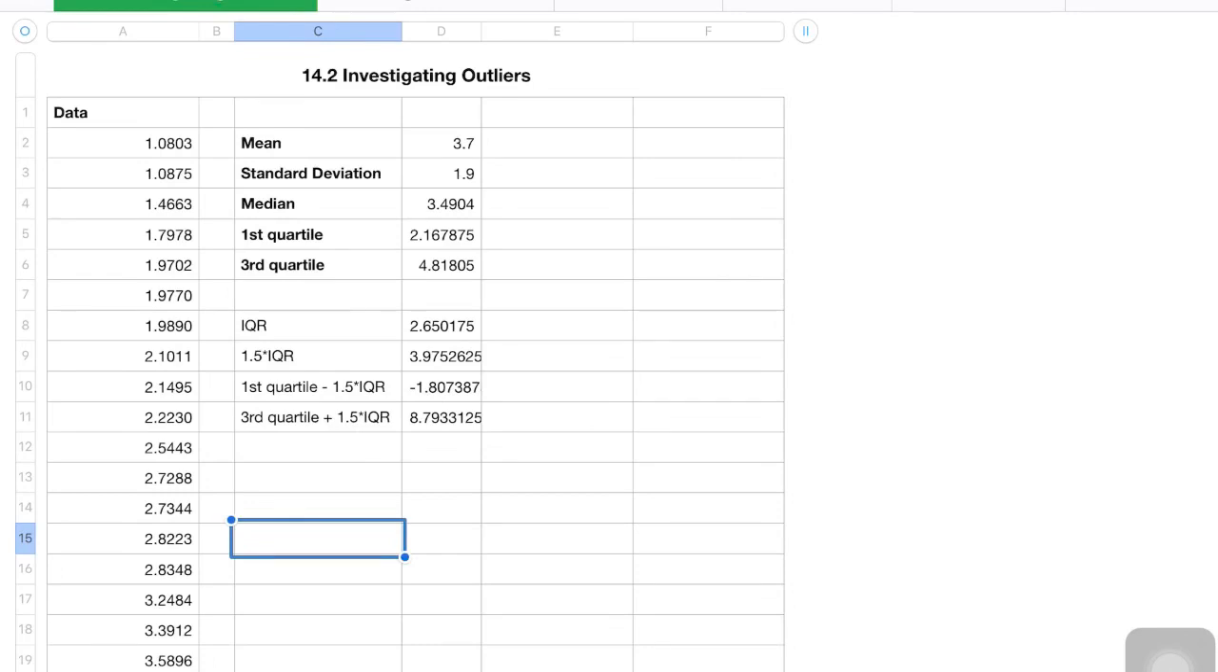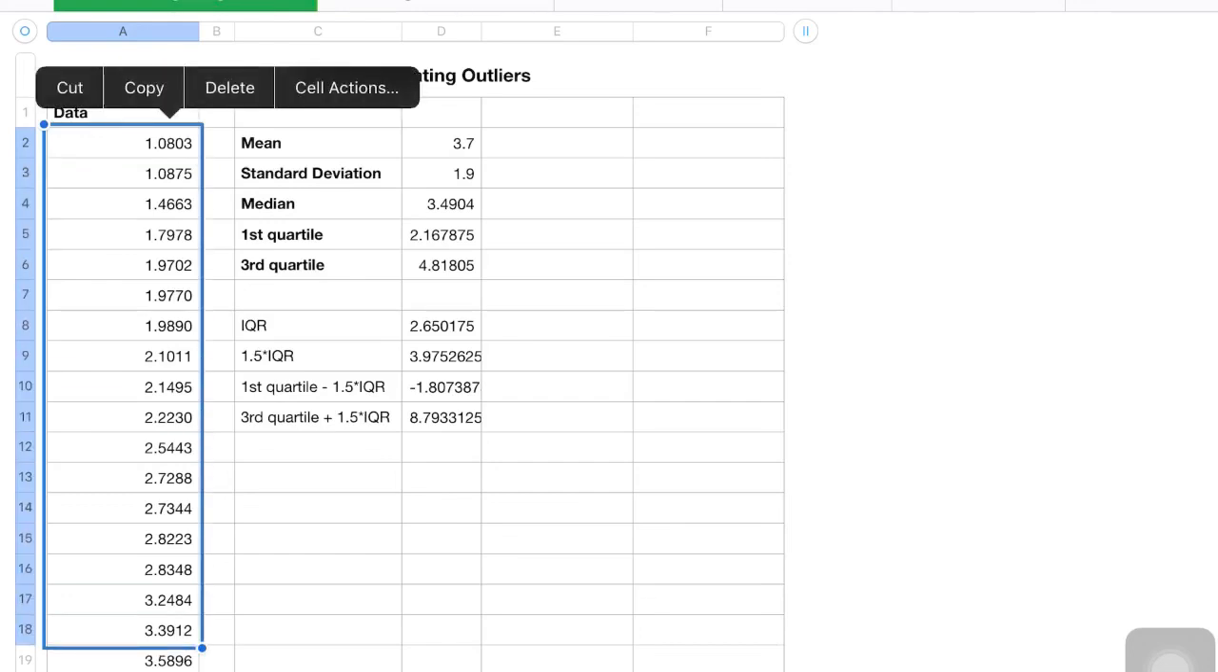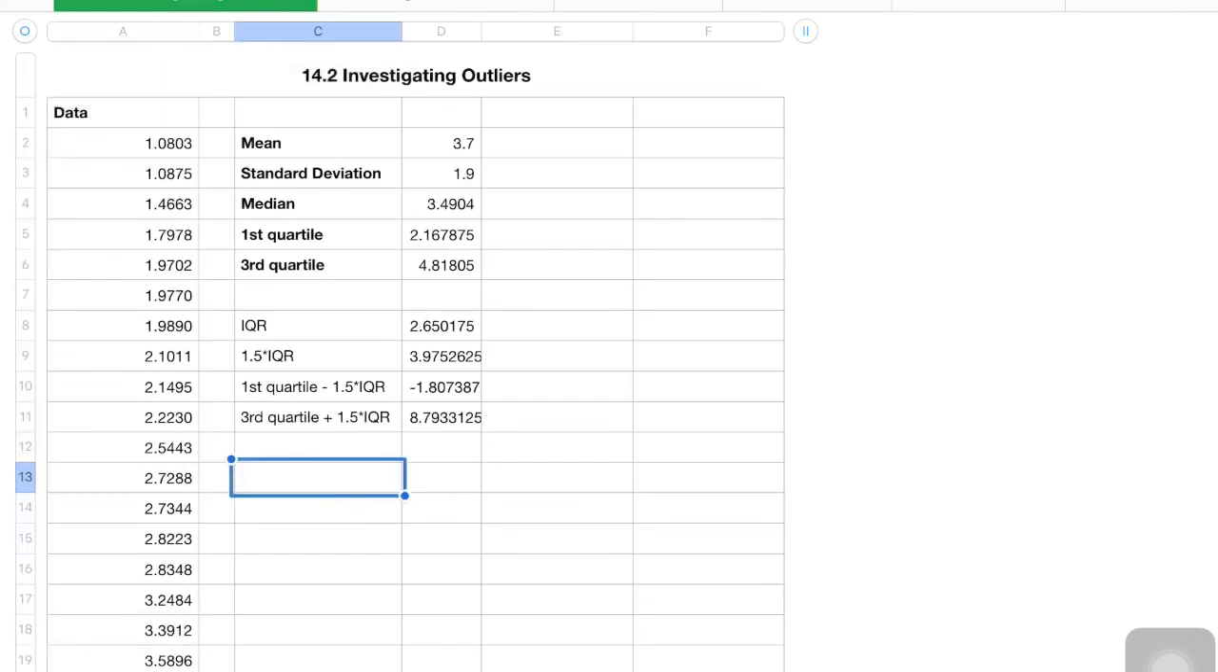All right, so you've been working on page 100. Here's what I did on mine. I entered my data just like we normally do, and then I added a few more calculations. So I calculated the IQR by taking the third quartile, subtracting off the first quartile. And then I added a box for 1.5 times the interquartile range, and I just added these formulas in.